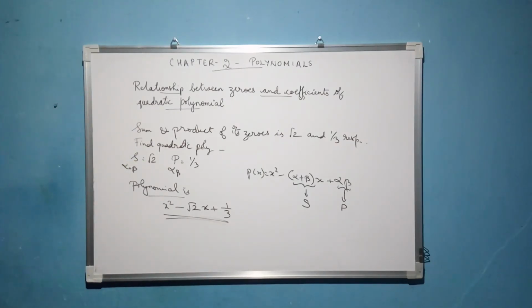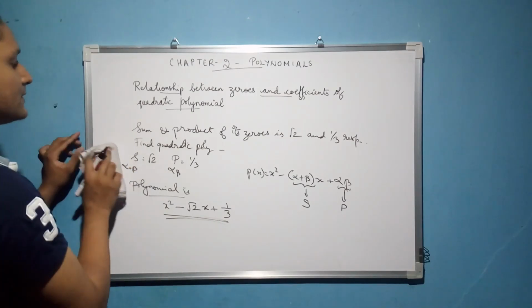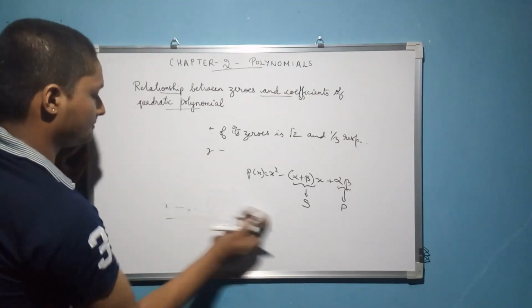Next one is about cubic polynomial: the relationship between the zeros and the coefficients of a cubic polynomial.